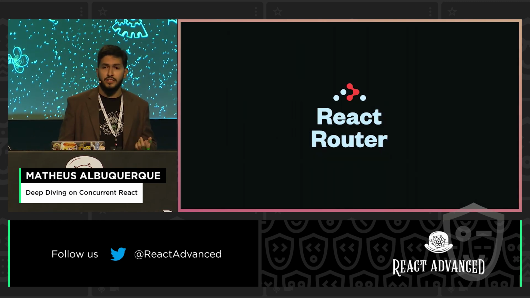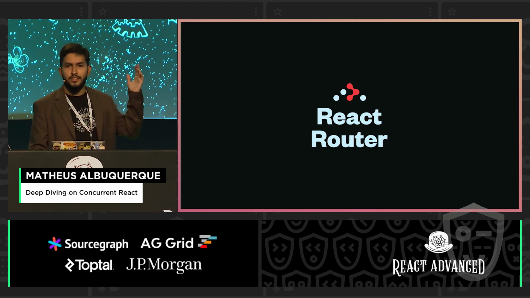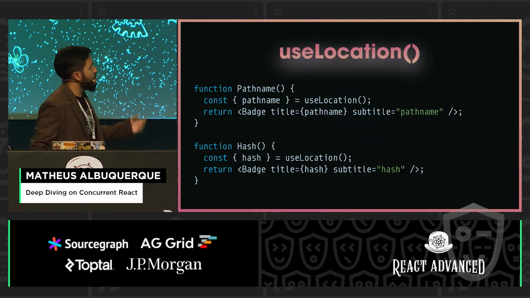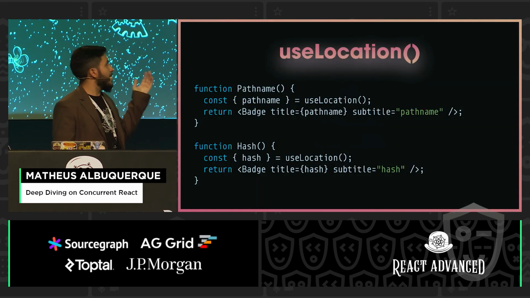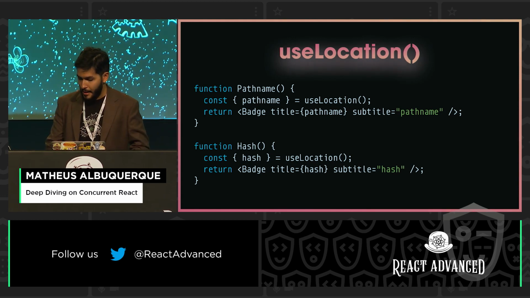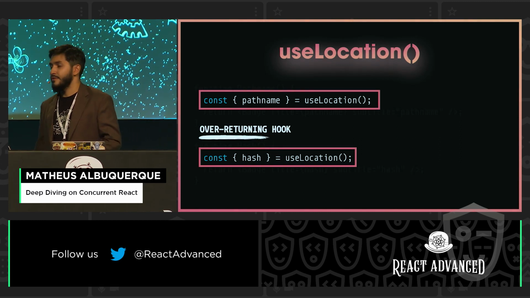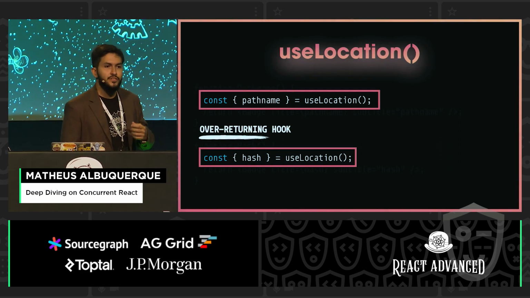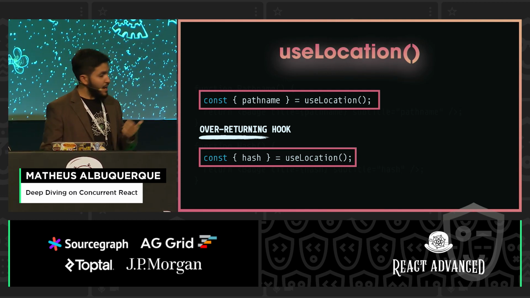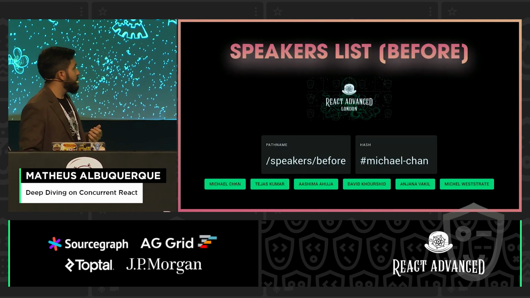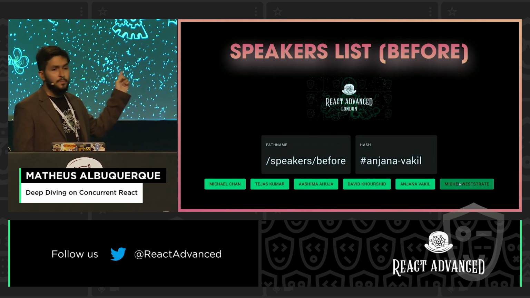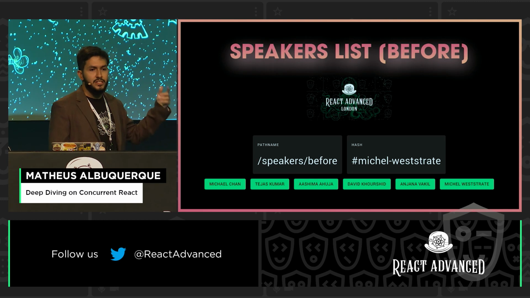One thing we do use a lot is React Router, right? So I guess most of us are using React Router, quite a few hands. So we probably know useLocation. That is a hook that we can use to get, for example, pathname, hash, and other information about our route. But useLocation is kind of an over-returning hook. It's going to give us a lot of information, even though we just need some of it. And if we use it like that, the result is, for example, you can see here that even though I'm just updating the hash, the pathname component is going to re-render because I'm watching that hook.